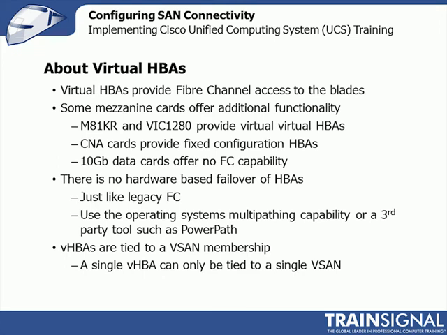And a little bit on virtual HBA. So I talked a bit about this before. Virtual HBAs provide Fiber Channel access to the blades, and some mezzanine cards offer additional functionality. So just like we did with Ethernet, the M81KR and the VIC-1280, we can slice and dice up into virtual HBAs. The CNA cards are fixed configuration. Each port is one data port and one HBA port for Fiber Channel. So a dual port CNA mezzanine is two 10 gig network adapters and two 4 gig Fiber Channel adapters. 10 gig data cards like the Intel card offer no FC capability at all, so you're going to have to do something else with those.